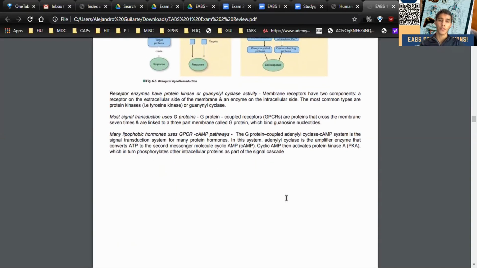The most common pathway used to convert this chemical signal into a cellular signal is the GPCR cAMP pathway, which is the G-protein coupled receptor cyclic AMP pathway.